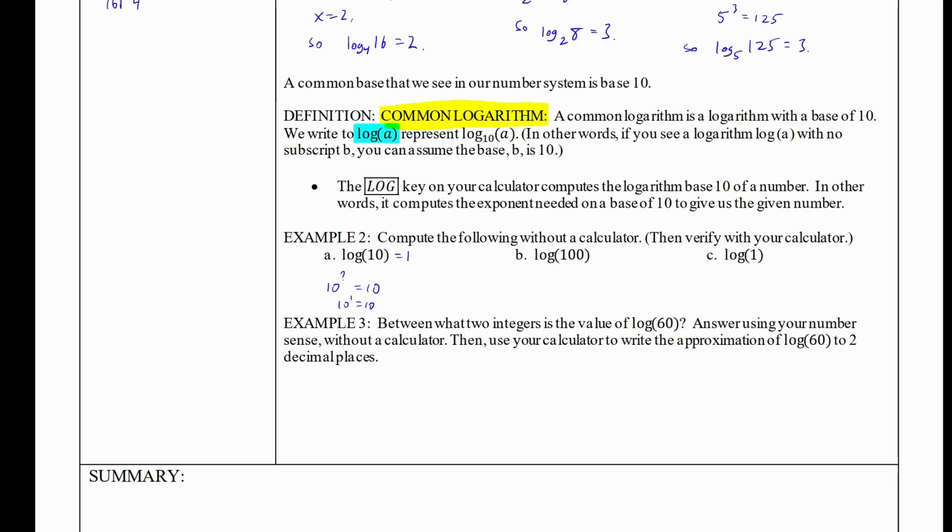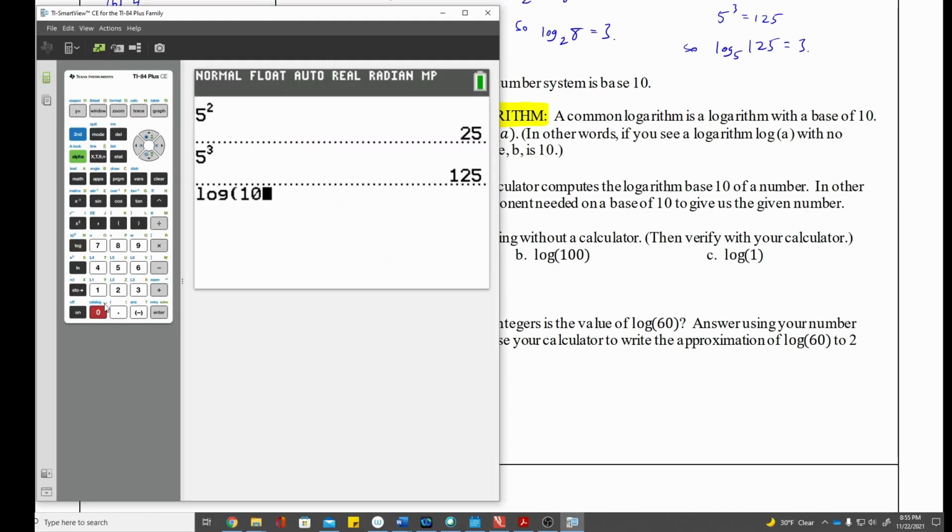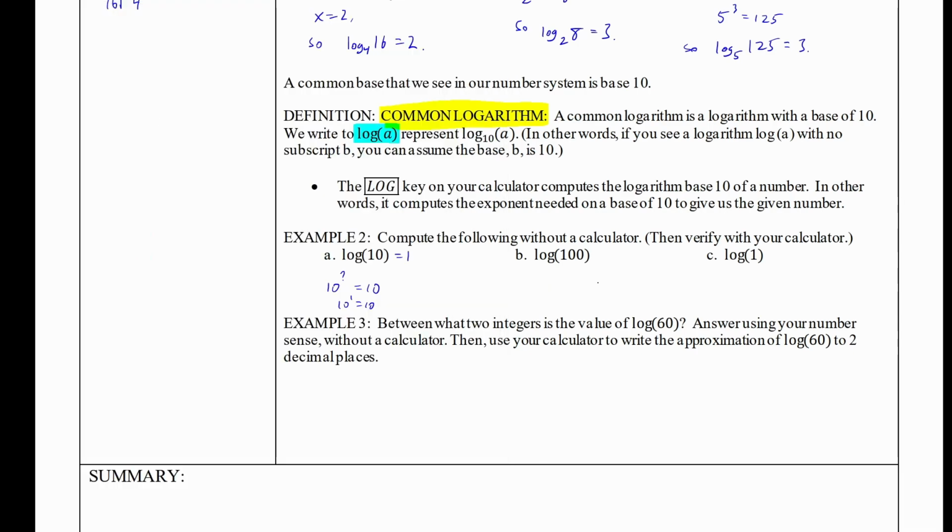If I double check this on my calculator, common log of 10 equals 1, and that lines up with what we found. Let's look at another one. The common log of 100. So I have 10 to some unknown power equals 100. I know that 10 squared is 100. So that tells me that common log of 100 is 2. That's the missing exponent that I needed.